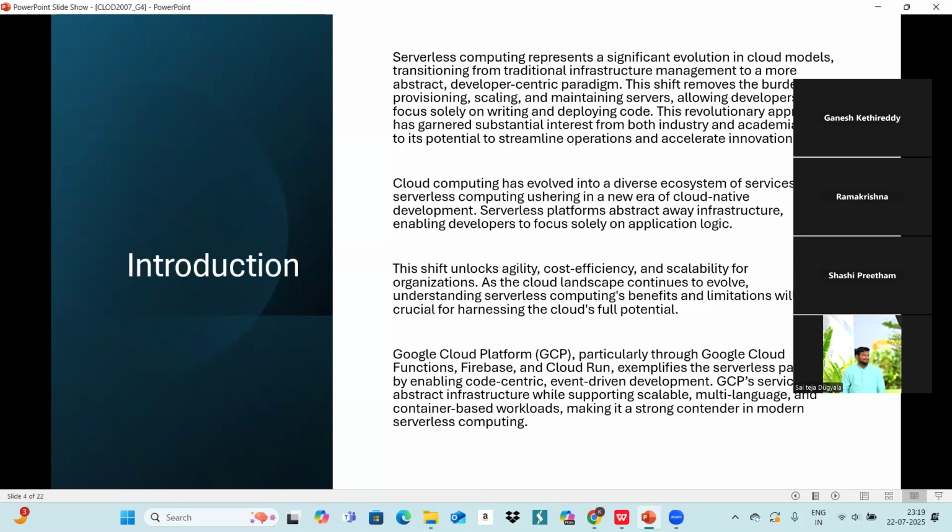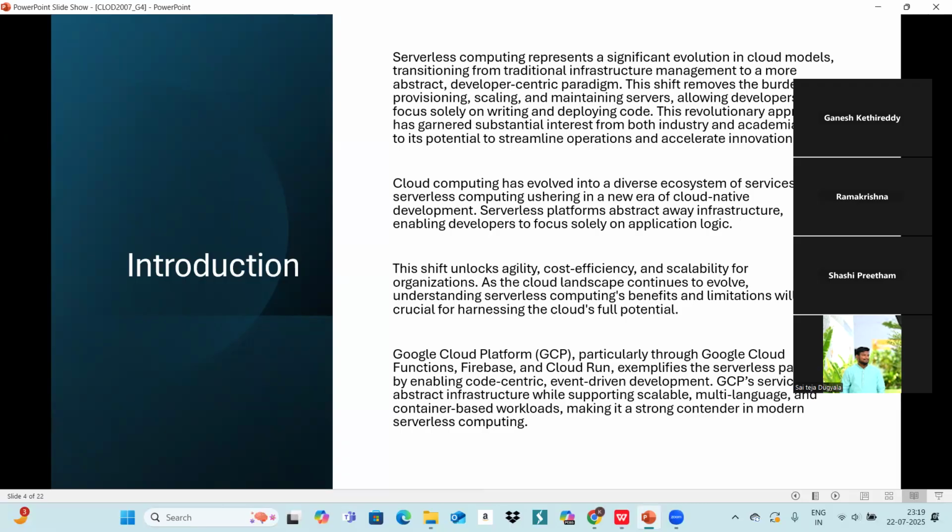Instead of managing servers, developers write code and the platform runs it when needed. The benefits are tremendous: no infrastructure management, automatic scaling, pay-per-use pricing, and faster deployment cycles. One of the biggest advantages is that serverless allows developers to truly focus on building features and logic without needing to think about how to deploy and scale them.